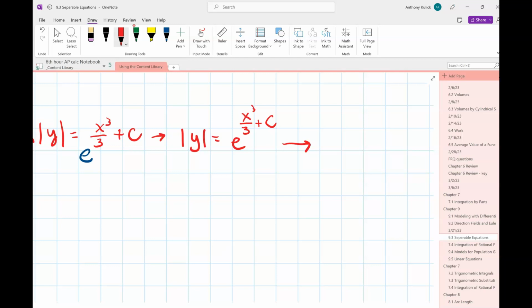How do I do that? Well, what if I have just the absolute value of y is equal to 2? What are my solutions for y? Negative 2 and 2. So I'm just going to say y is going to equal plus or minus.